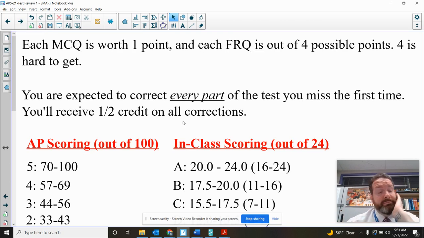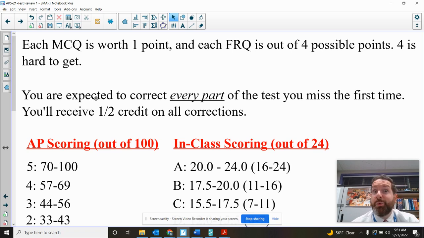Now, let's talk about scoring. It's going to sound slightly convoluted, and the only reason it sounds that way is because the AP standard is different than the Davis High School standard. So to try and make those match up, I had to do a little bit of mathematical figuring. Here are the basics. Each multiple choice question is 1 point, 12 total. Each free response question is out of 4 points, times 3, 12 total. So your overall test is only out of 24 points.